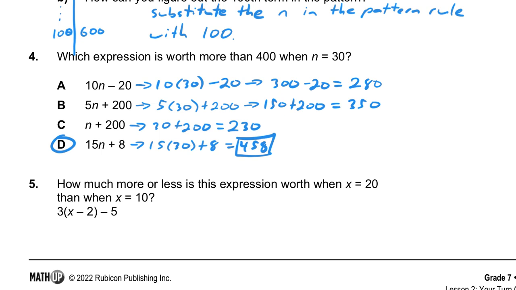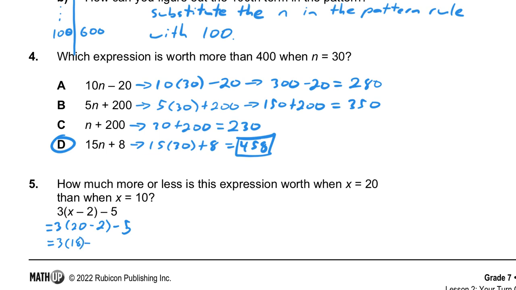How much more or less is this expression worth when x equals 20 than when x equals 10? So let's solve this 2 different times. I'm going to solve it first in blue. So I'm going to substitute the x with a 20. Here we have 20 minus 2 in brackets and then minus 5. Okay, now we write it again underneath it. And we're going to do brackets first, right? According to BEDMAS.